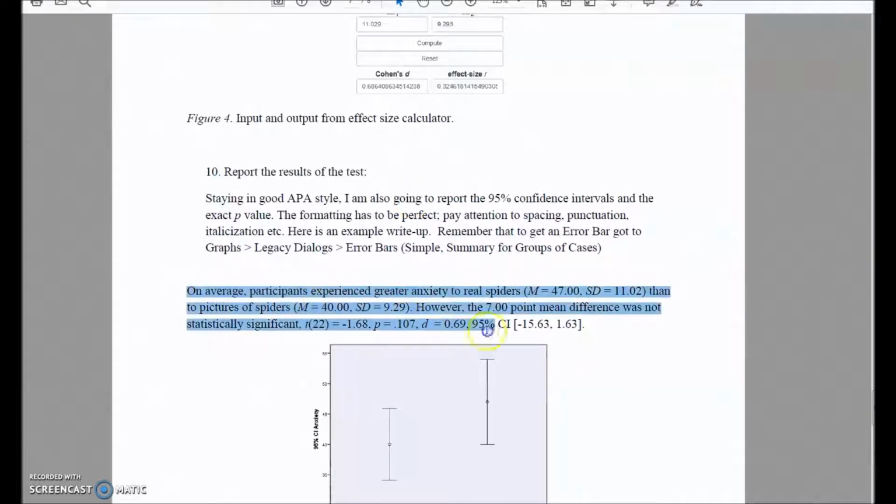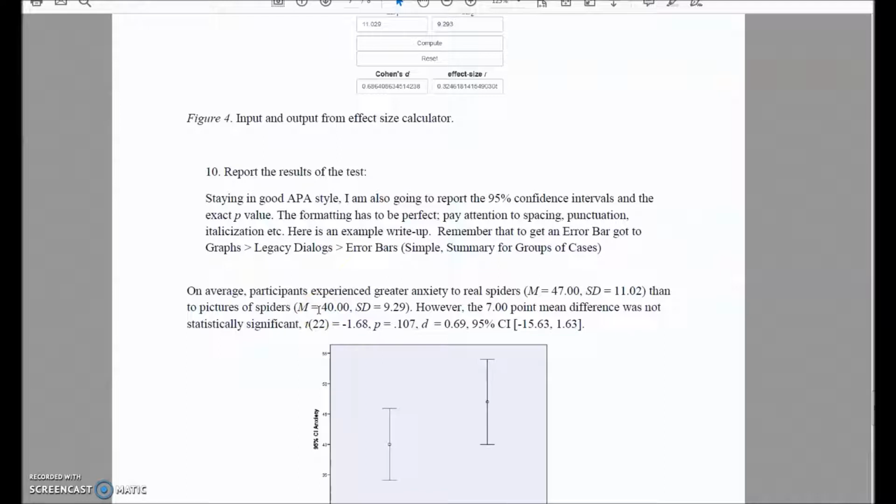So this is your script for reporting. On average, participants experience greater anxiety to real spiders because M equals 47.00. Look here, M is italicized and I have 2 decimal digits, 2 digits after my decimal point. Standard deviation is italicized, 11.02. Then the picture of the spider.